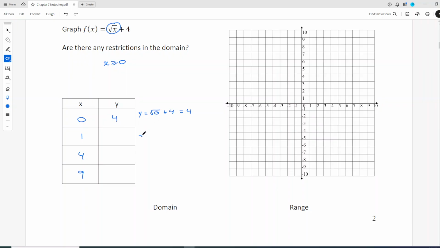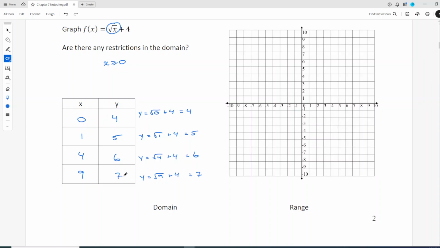Let's plug in 1. If y equals the square root of 1 plus 4, all of a sudden the square root of 1 is 1, but then I'm adding 4 and I'm at 5. The next point is when I plug in x is 4. Square root of 4 plus 4 is going to be, the square root of 4 is 2. 2 plus 4 is 6. And then lastly, when I plug in 9, I've got the square root of 9 plus 4. The square root of 9 is 3. 3 plus 4 is 7.